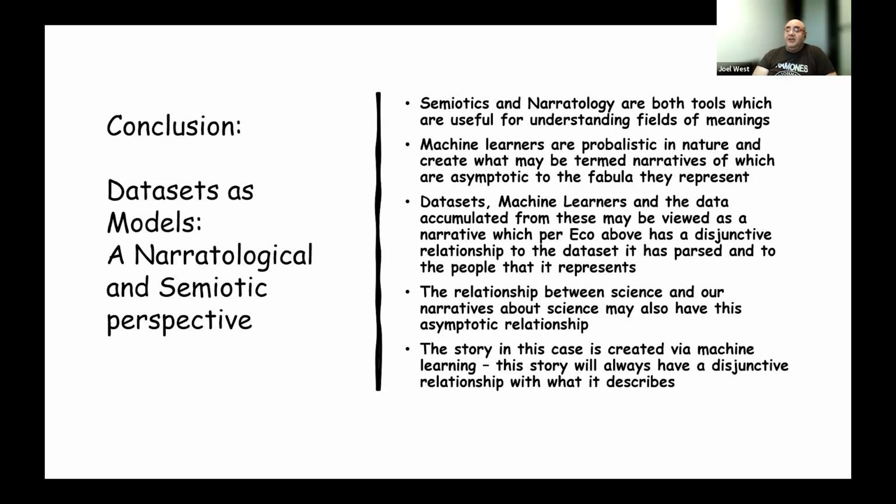And so the story in this case is created via machine learning. The story will always have a disjunctive relationship to what it describes.